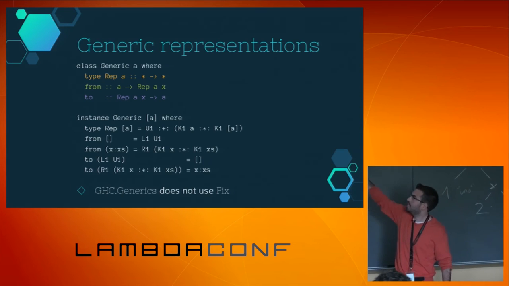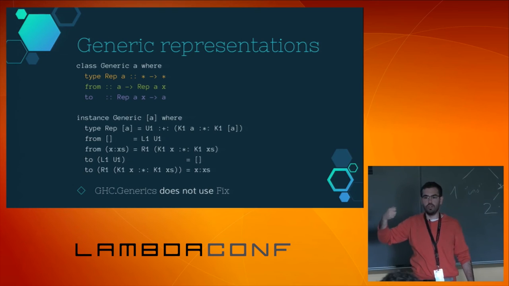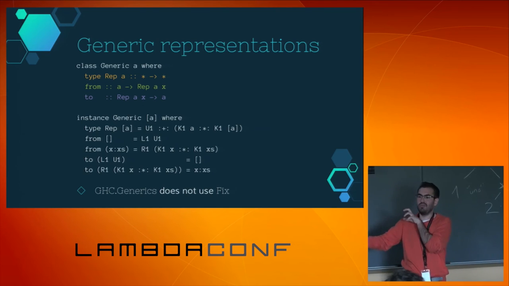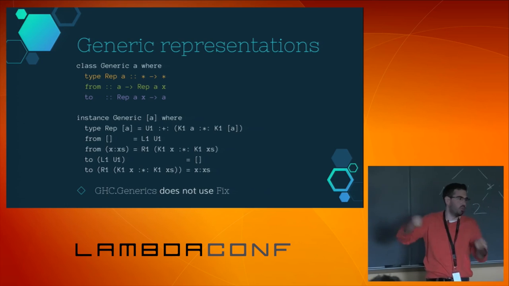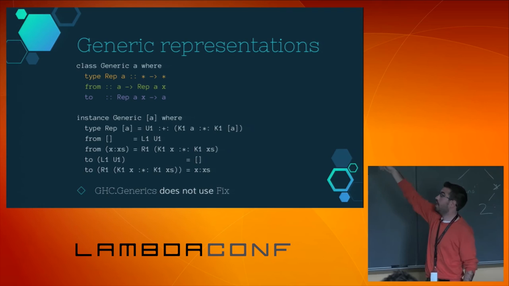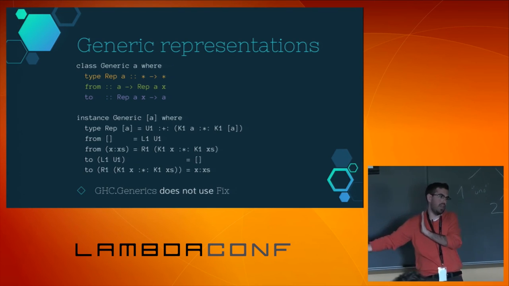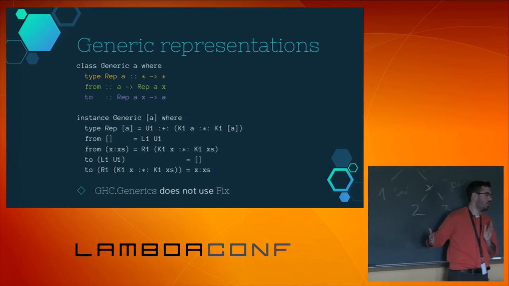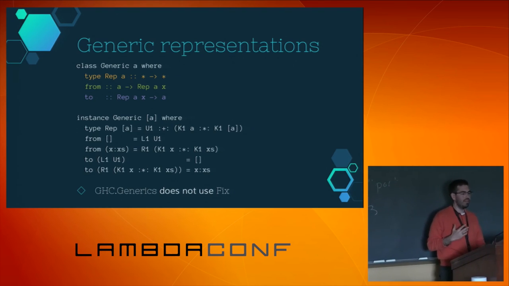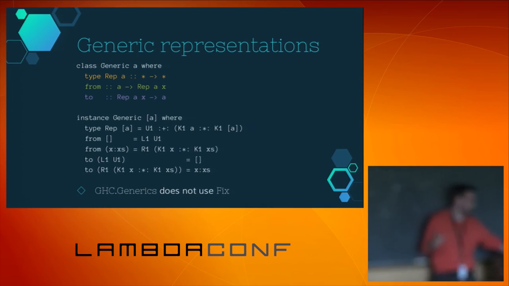If you haven't seen this type in a class, it forces you to give a definition of a type when you implement this class. So it's sort of a method which is a type. It's like a function which should return a type. And this is called an associated type family. And then you have to give ways to convert from A to the generic representation and the other way around. So this is how you want to do this. So if you think about it, if you want to give the instance for list, we already have seen what is the instance for list.